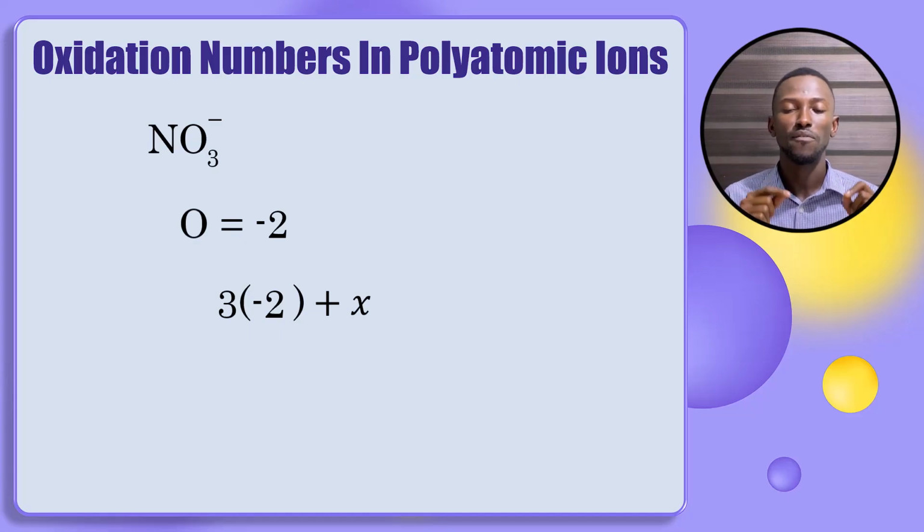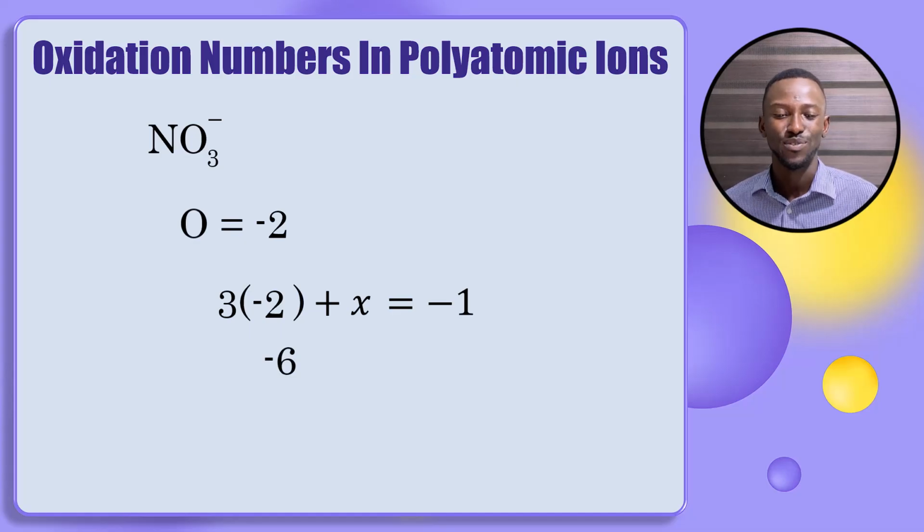The oxidation number of this ion is the charge on the ion. And the charge of this ion is -1. So that means 3 times -2 plus X is equal to -1. After we are done writing this equation, then finding the oxidation number of nitrogen becomes easy. 3 times -2 gives us -6. So -6 plus X will give us -1.